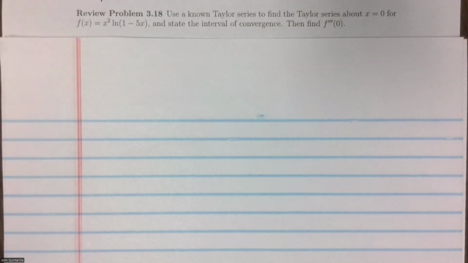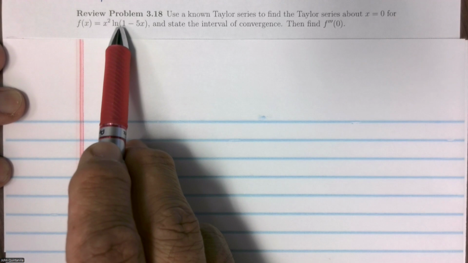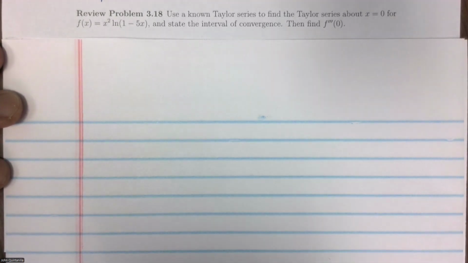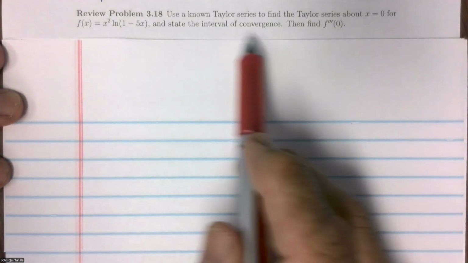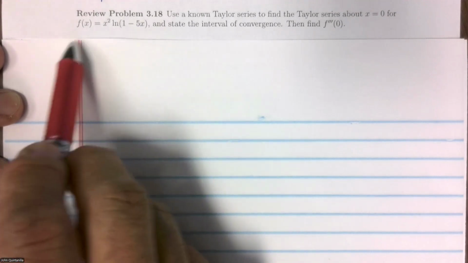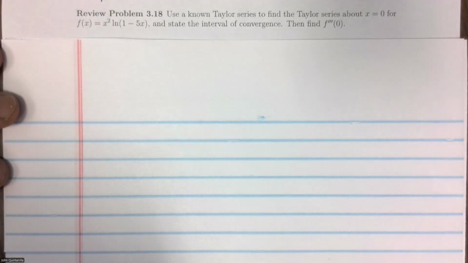With this problem, we are asked to use a known Taylor series to find the Taylor series about x equals 0 for f of x equals x squared times natural log of 1 minus 5x, and then to state the interval of convergence. And then once that's done, we are asked to find the third derivative of this function. The third derivative can be found by using the product rule, but it's a bit tedious.